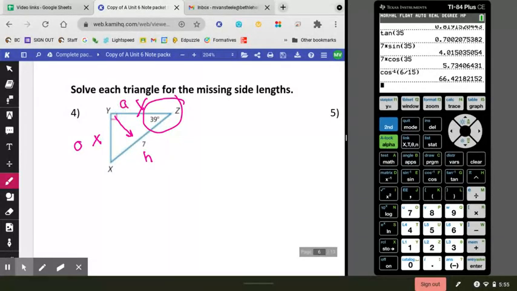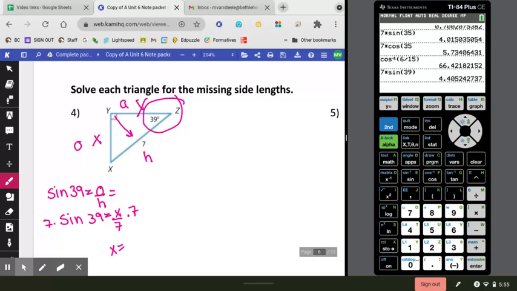So to find x, that's opposite over hypotenuse, so that's sine of 39 equals opposite over hypotenuse. So sine of 39 equals x over 7. We multiply both sides by 7, and x equals 7 times the sine of 39. And x is 4.41. Let's do the hundredth again.